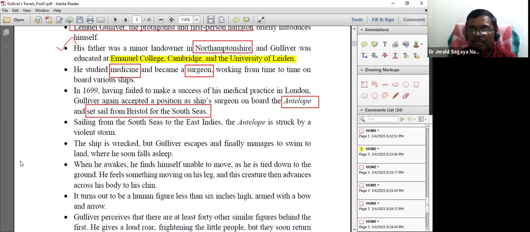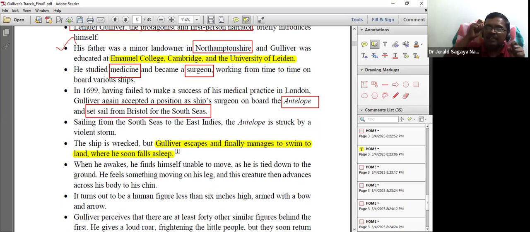And what happened? Because of the storm, the ship was wrecked. There is no information about the others, but Gulliver escapes and finally manages to swim to a land where he soon falls asleep. When he wakes up, he is unable to move because he is tied down to the ground by very tiny threads.